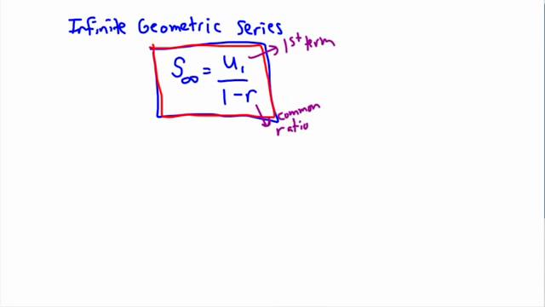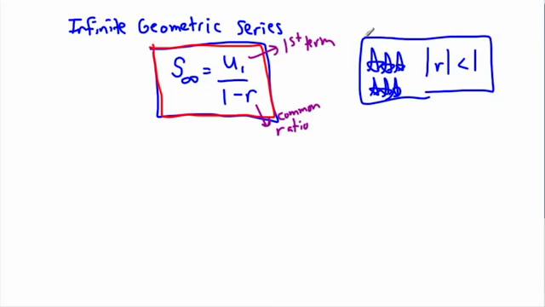But there is a really important thing that has to happen, though. I'm going to put lots of stars by it because it's super important. The absolute value of r must be less than 1. This only works if this is the case. So this means the absolute value of r is less than 1.